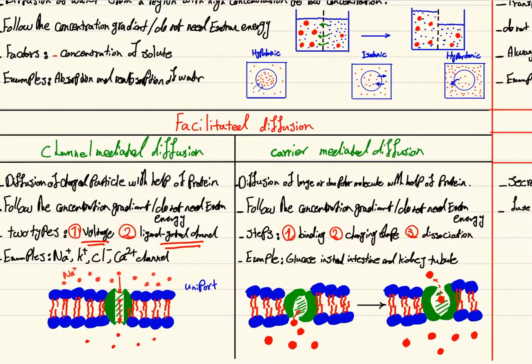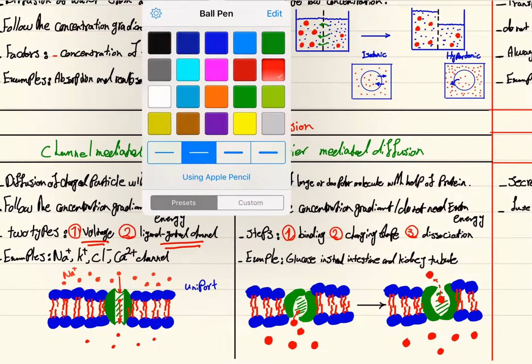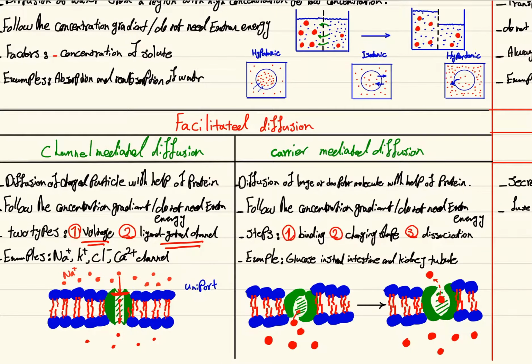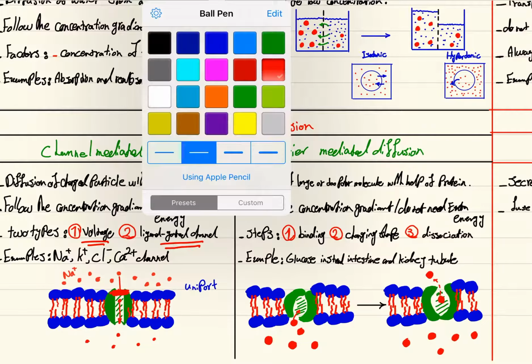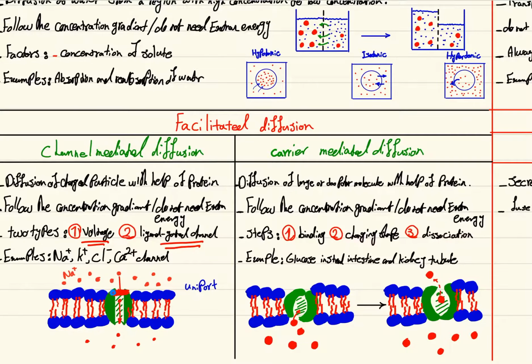Then, what is a ligand-gated channel? A ligand-gated channel is a channel that opens due to a ligand binding to it. For example, see here, it's closed, and if a ligand binds to it, it will open. Examples of ligand-gated channels include the sodium channel and potassium channel. And you can see another example of channel-mediated diffusion here. I think these are enough.